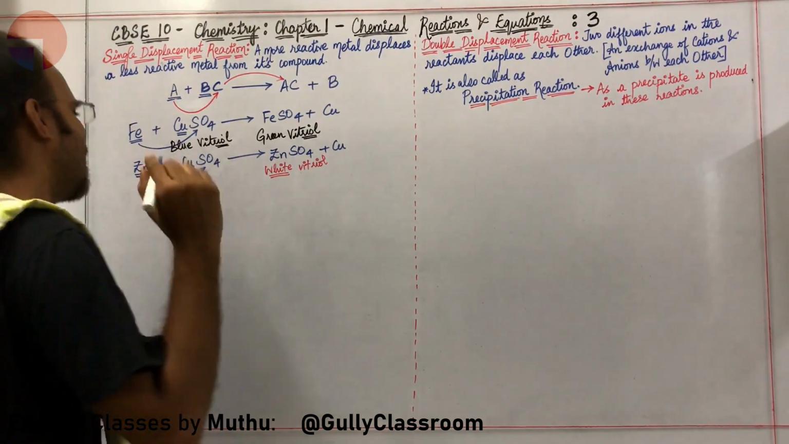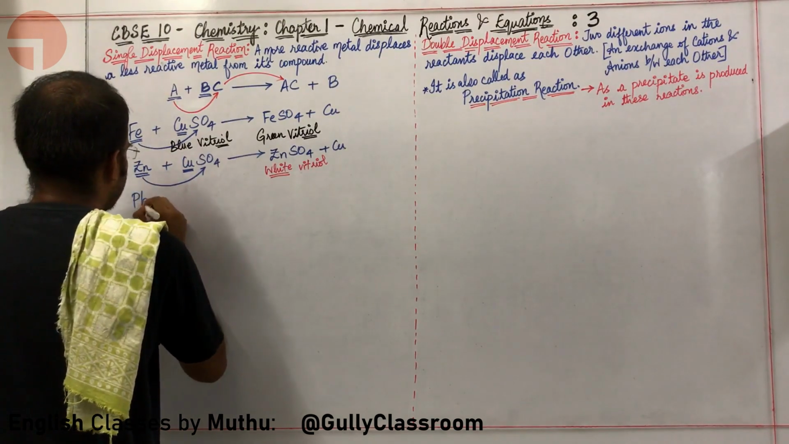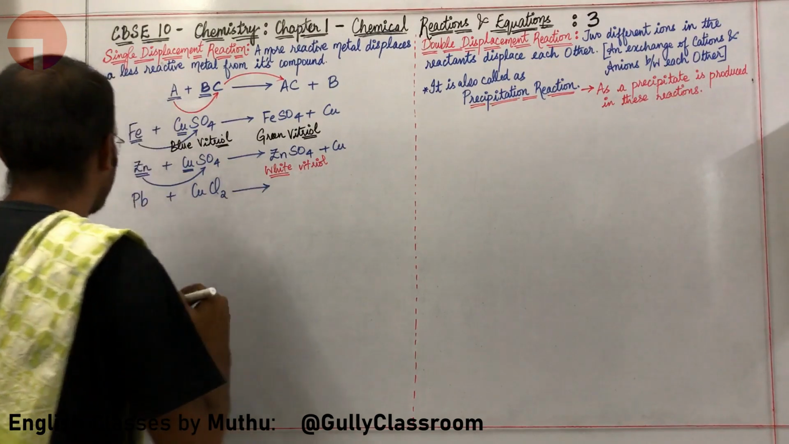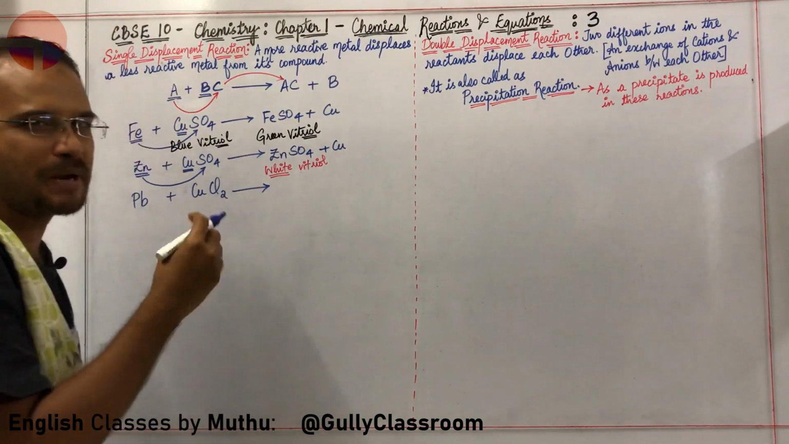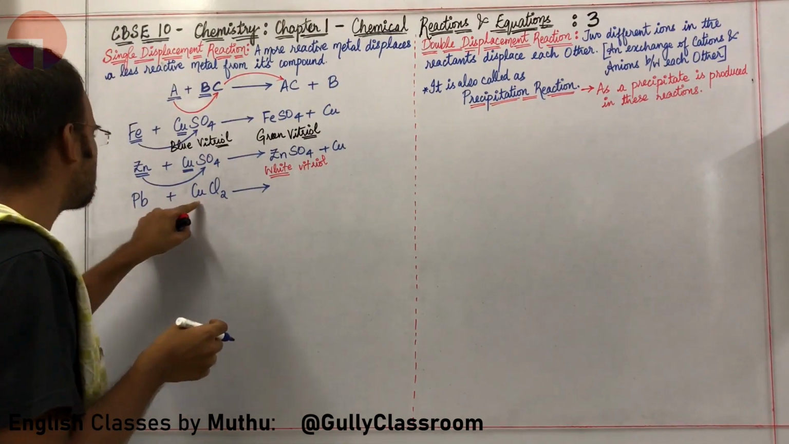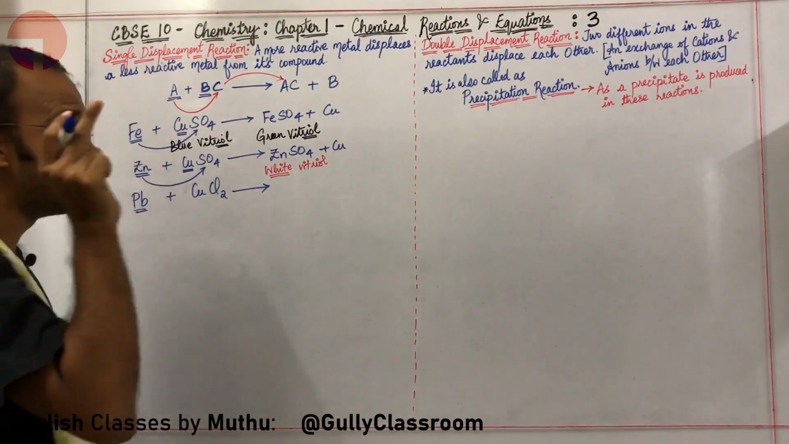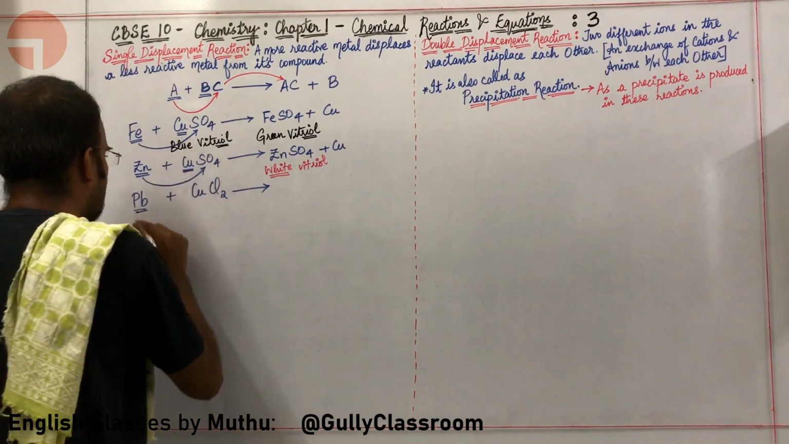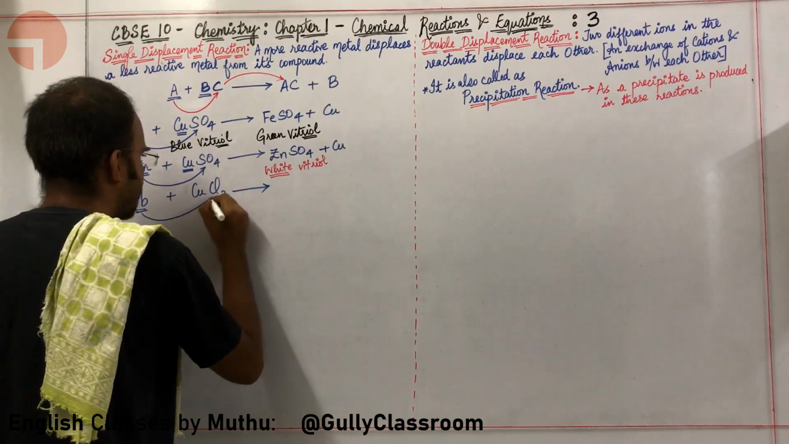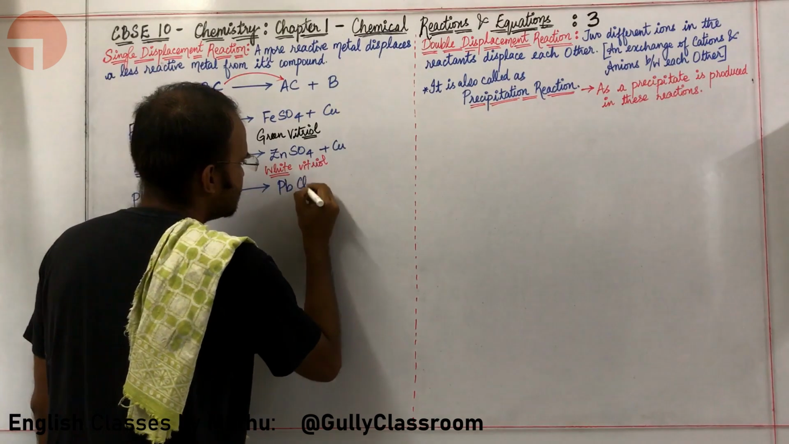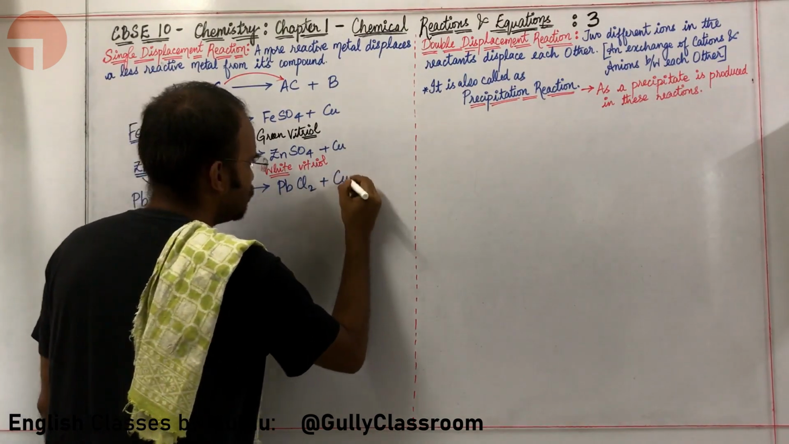Okay, let us go for another reaction. I am taking Pb, I am putting it with CuCl2, copper chloride. Pb means plumbum, lead. So Pb is put with CuCl2. What is happening? Pb is more reactive than copper, so it is displacing copper and taking chlorine outside. It is forming PbCl2 plus Cu.